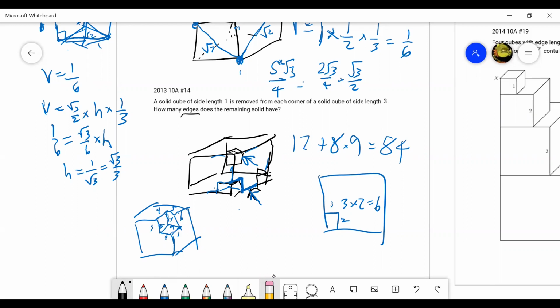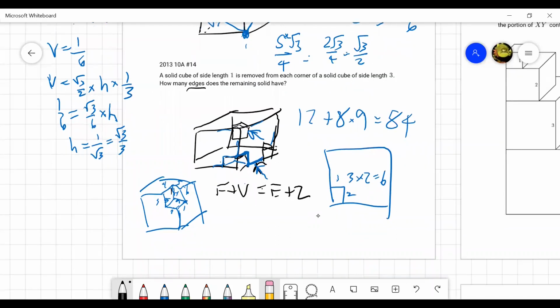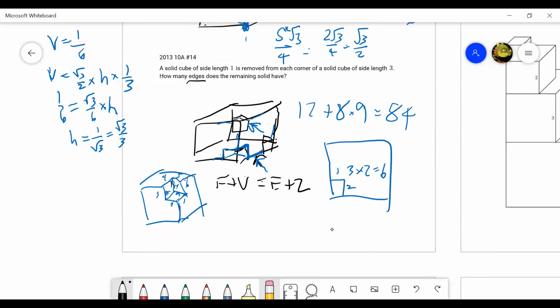So I do want to go back to the Euler's formula version, which uses the total number of edges, faces, and vertices. Like this, we can just count the number of faces and vertices in the figure. So for faces, each time you take away a cube, you aren't changing any of the existing faces, but you're adding 3 more. So you're adding 24 here.